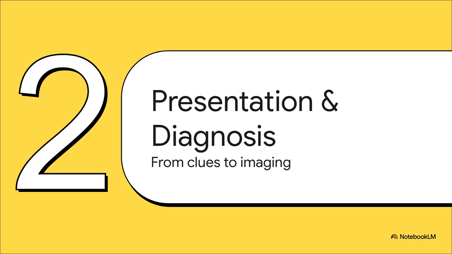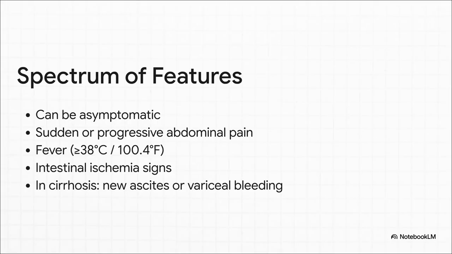So we've got the basics down. Now let's get practical. How does this actually show up in a patient? What are the clues you're going to see at the bedside, and what tools do we use to lock in the diagnosis? The tricky thing about PVT is that the presentation is all over the map. Some patients have zero symptoms. It's just a surprise finding on a scan for something totally different. Others come in with that classic, sudden, severe belly pain, maybe with a fever. And for your patients with cirrhosis, any new variceal bleed or a sudden belly full of fluid, ascites, that should set off major alarm bells for PVT.